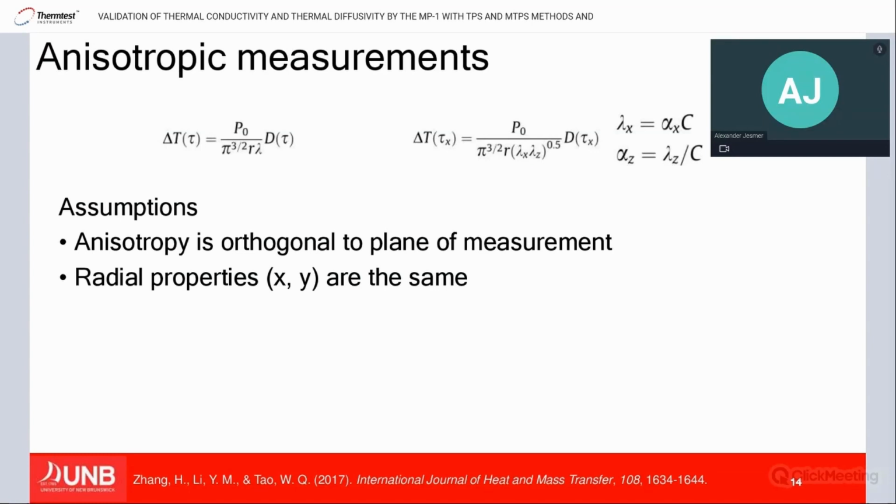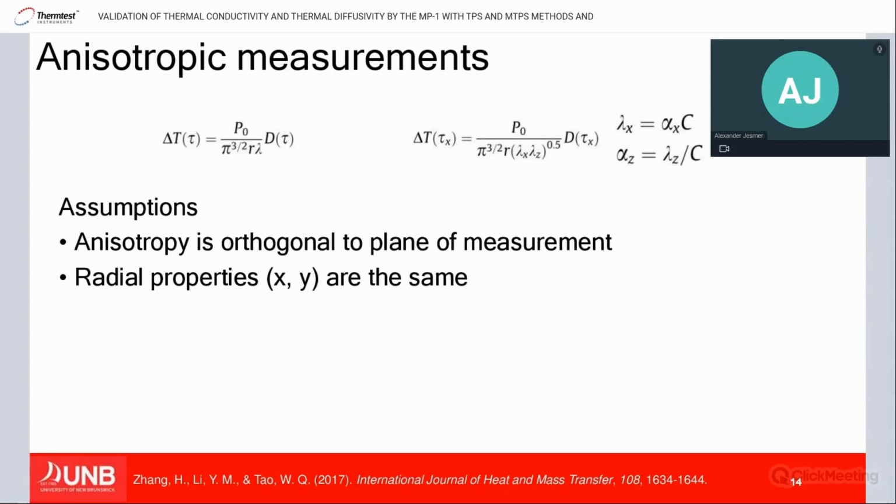And in this equation, you'll see that the P0 is just the heating power of the sensor. And then the alphas are the diffusivity, and the C, the big capital C, is the volumetric heat capacity. And because this is a system of two linear equations, then we have two unknowns, so we can solve it as long as we have a known value of heat capacity.